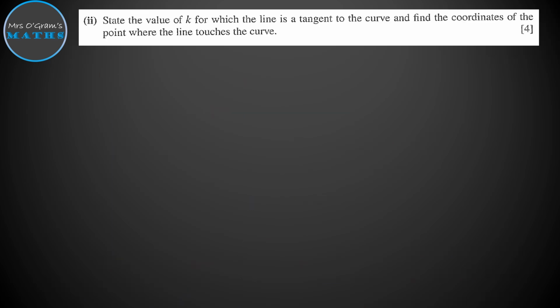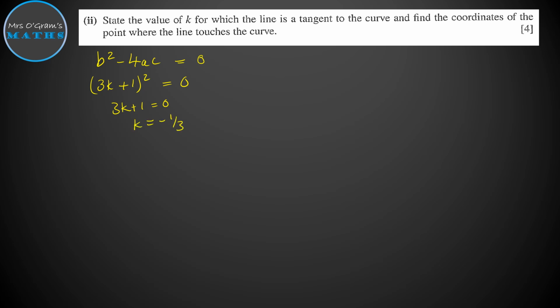Part 2 is talking about when that line will be a tangent. For the tangent to happen, we need the discriminant to be equal to 0. And we just worked out the expression for the discriminant was 3k plus 1 squared. So we have to set that equal to 0. So k is equal to minus a third.